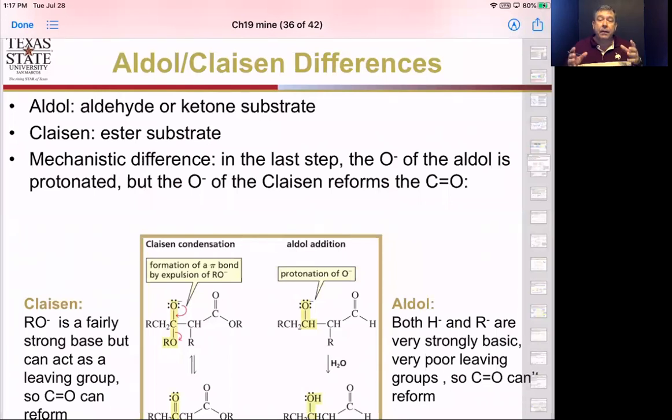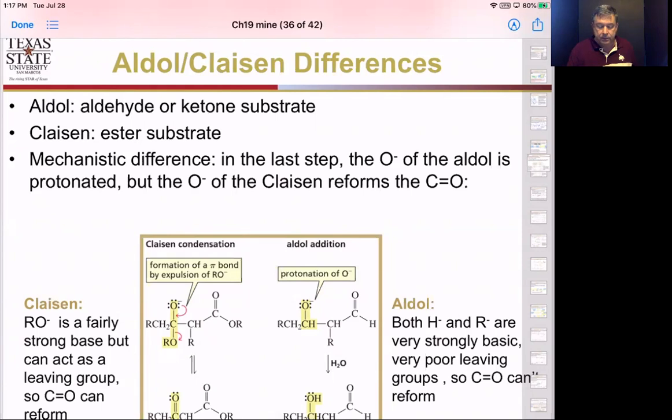The big difference between the two is in that last step. After you form the tetrahedral intermediate, in the Claisen you have a good leaving group. You have the alkoxide, a heteroatom, as a good leaving group. In the aldol addition, you only have a hydride or a carbanion as your leaving group. Those are really, really strong bases, and therefore it's very difficult to regenerate the carbonyl compound. Therefore, you end up with your beta hydroxy carbonyl compound.